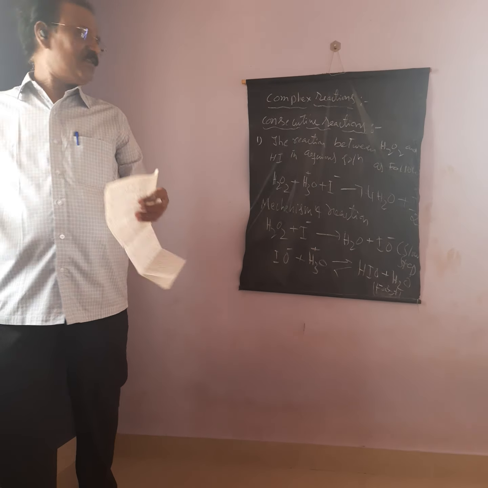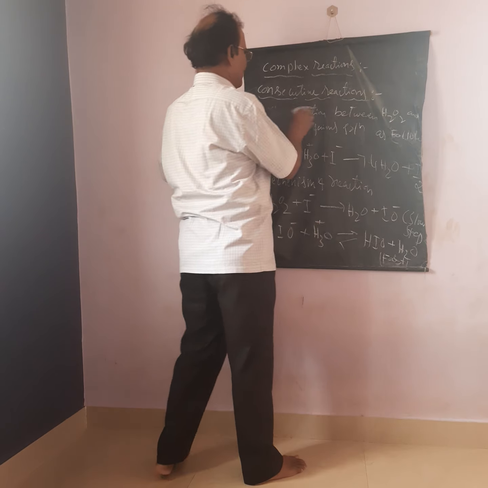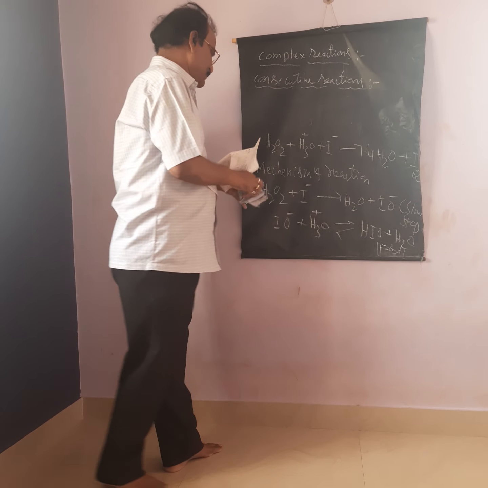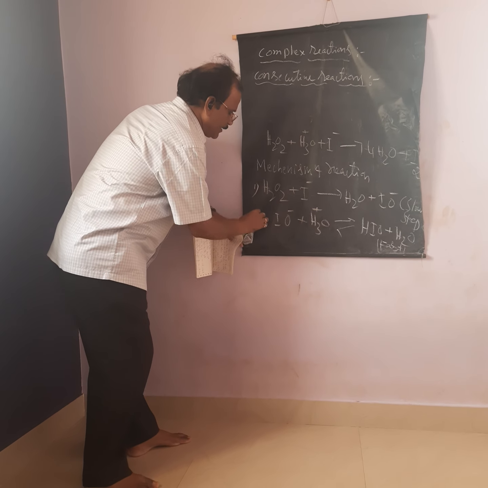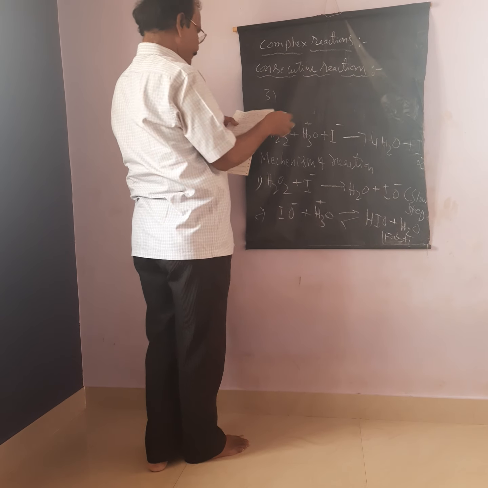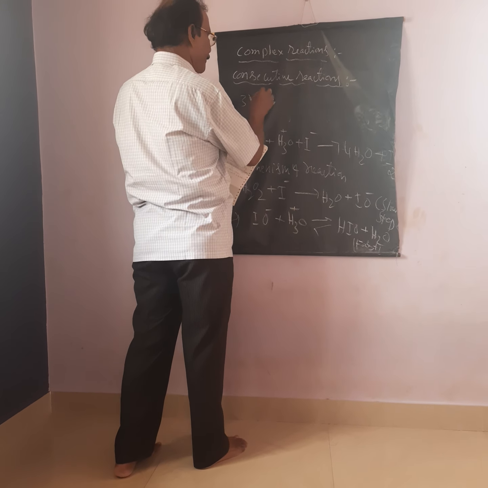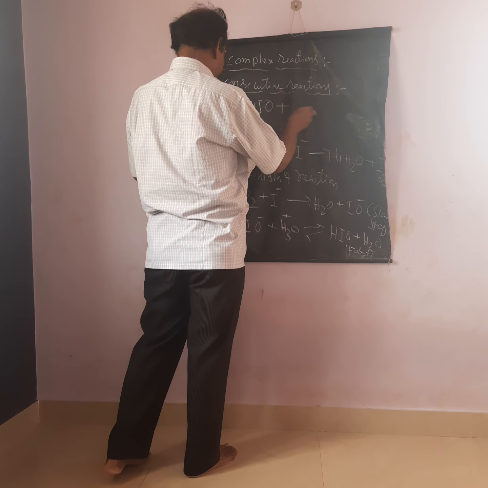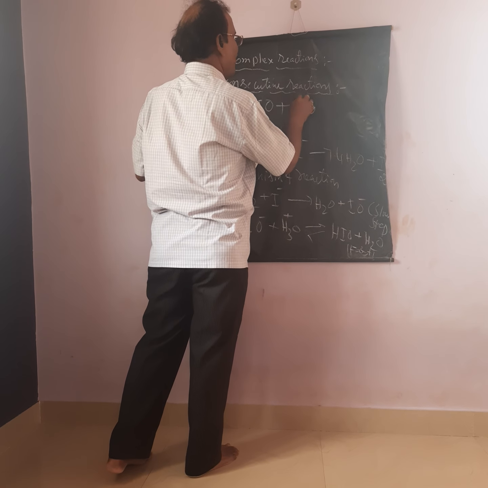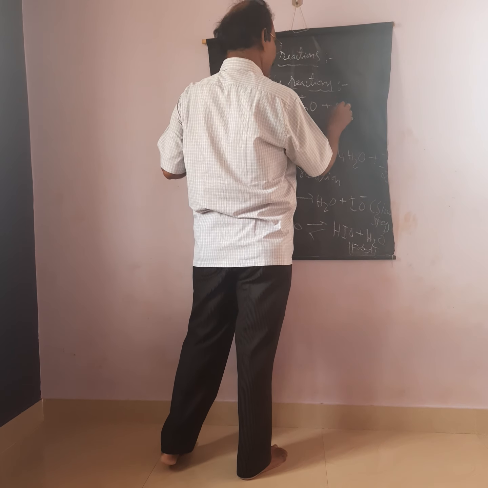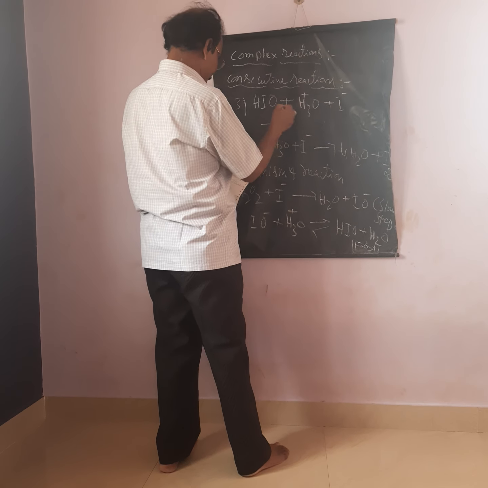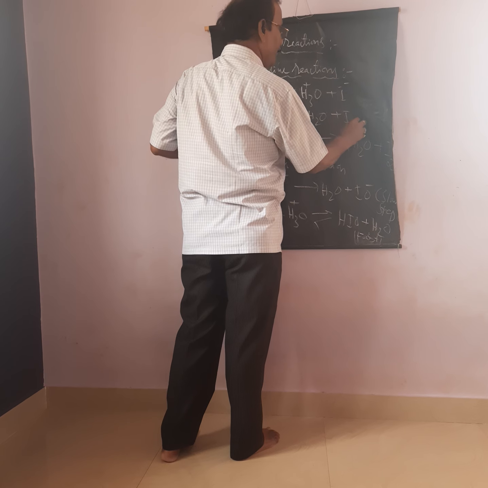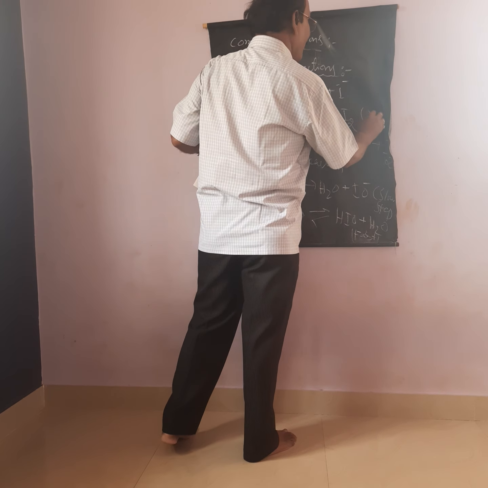And the last step is the third step of this 3-step reaction: HIO plus H3O plus, the hydronium ion, plus I minus, gives rise to 2H2O plus I2.